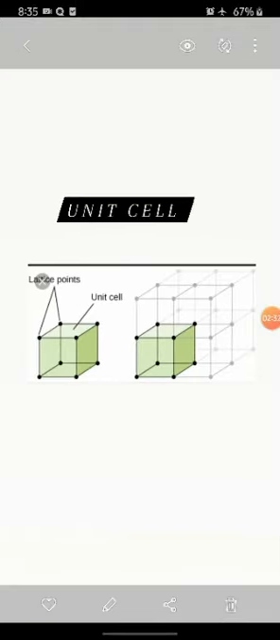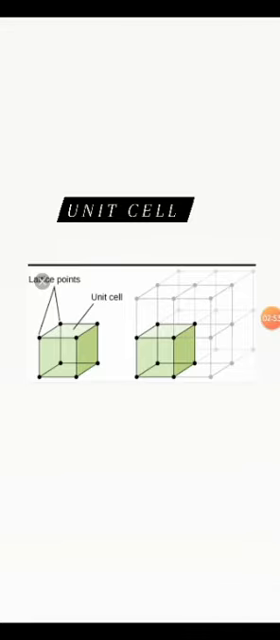Now sixth is unit cell. What do you mean by unit cell? The smallest portion of a crystal lattice possessing the chief characteristics of a crystalline solid is called the unit cell. Here you can see that from the crystal lattice, this small portion is known as the unit cell.